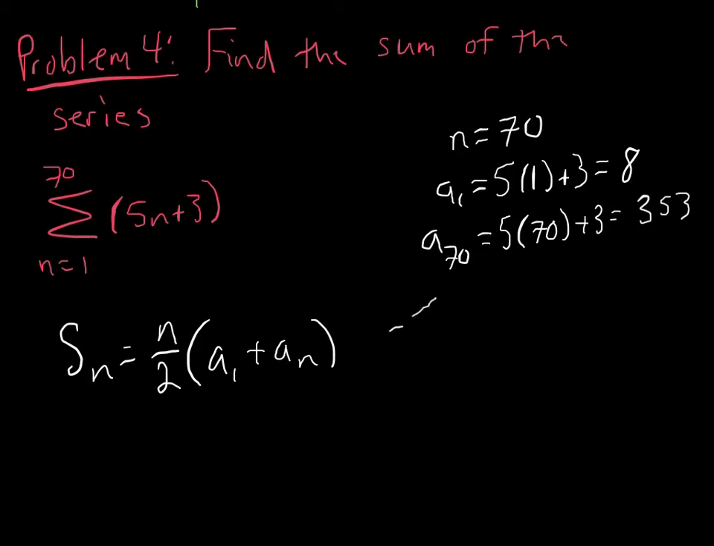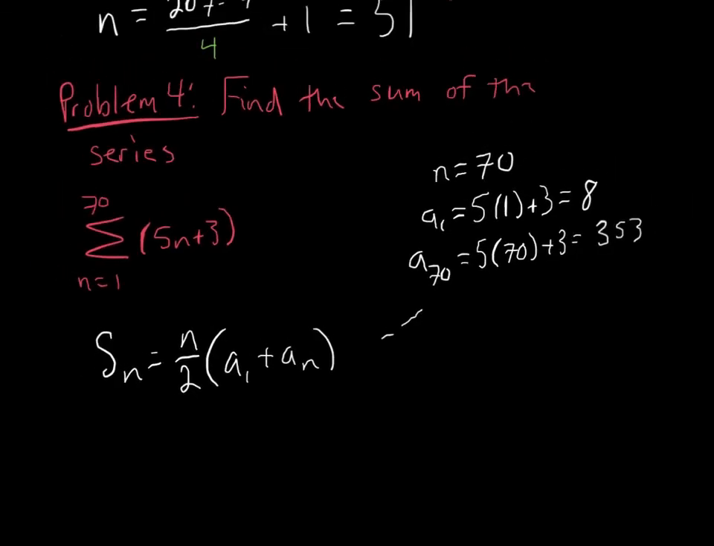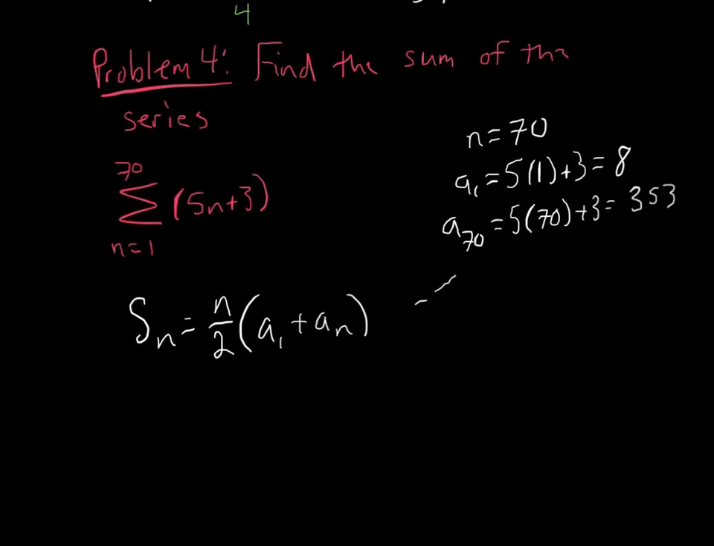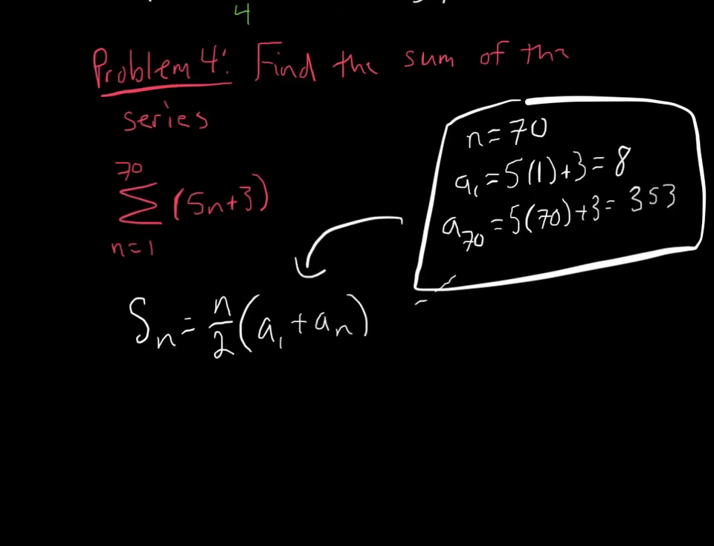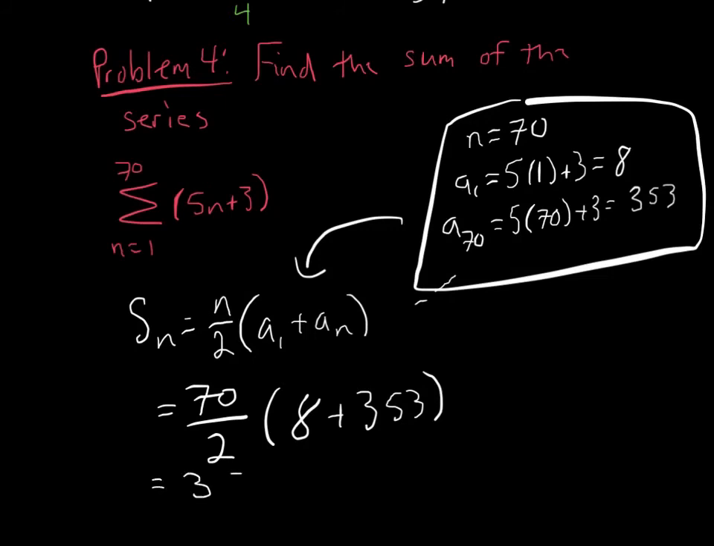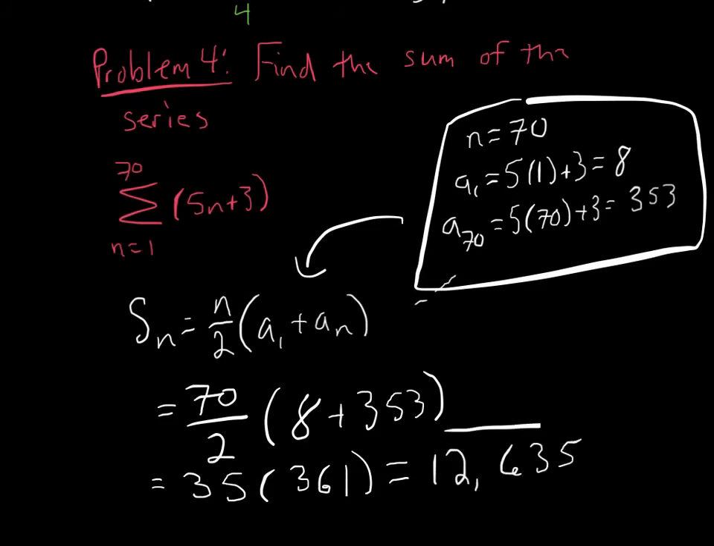And so now, all we need to do is plug these 3 variables into this formula. I'm going to do this real quick because you guys have been doing pretty good with that, and you already know how to do this part. So we get 353, not 36, 353. And if we simplify that, we get 35 times 361, which will come out to be 12,635. So there's the sum of that.